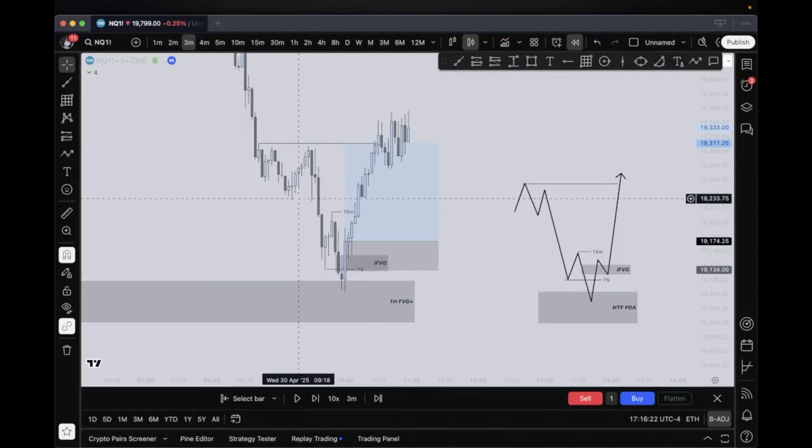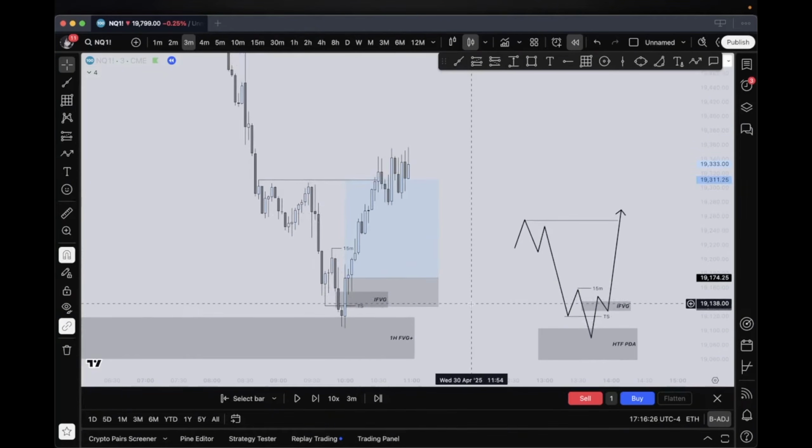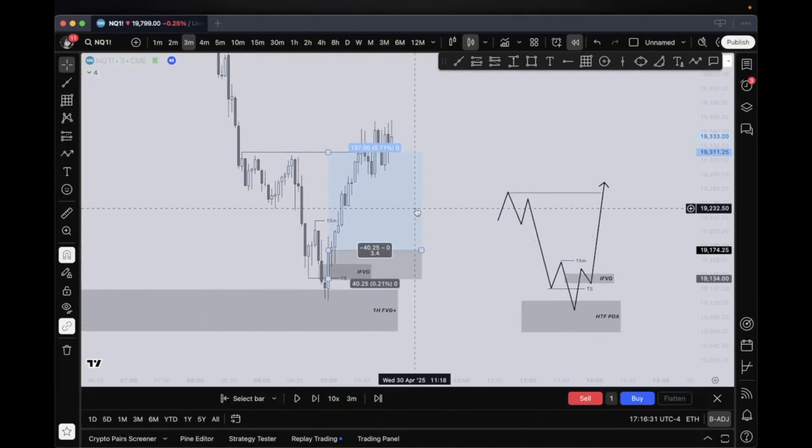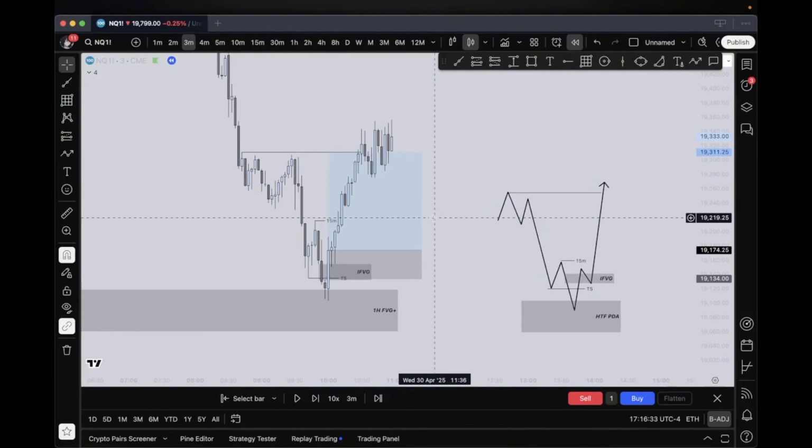Where are we going to go next? We're probably going to reverse, right? For those of you who know what a Judas swing is, this was our Judas swing. And this ended up being low of day. So definitely a good setup. Yeah, let's hop on the next one.